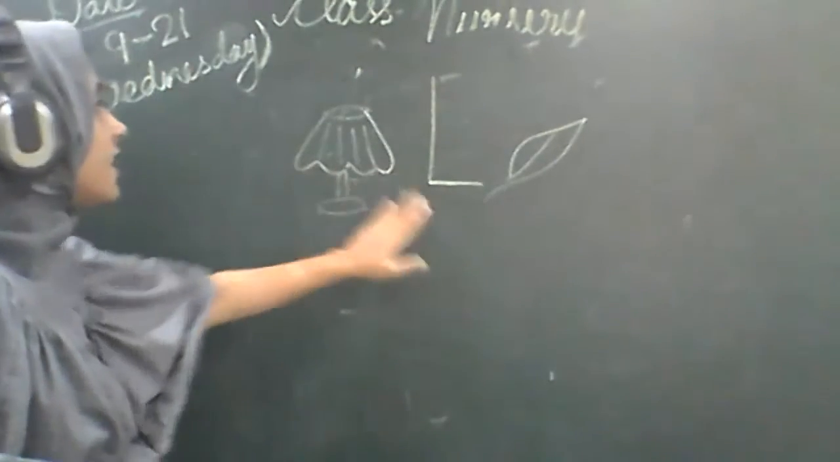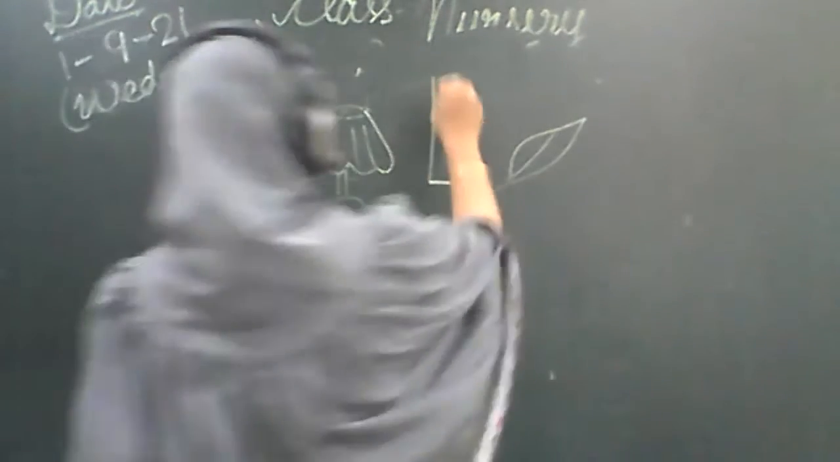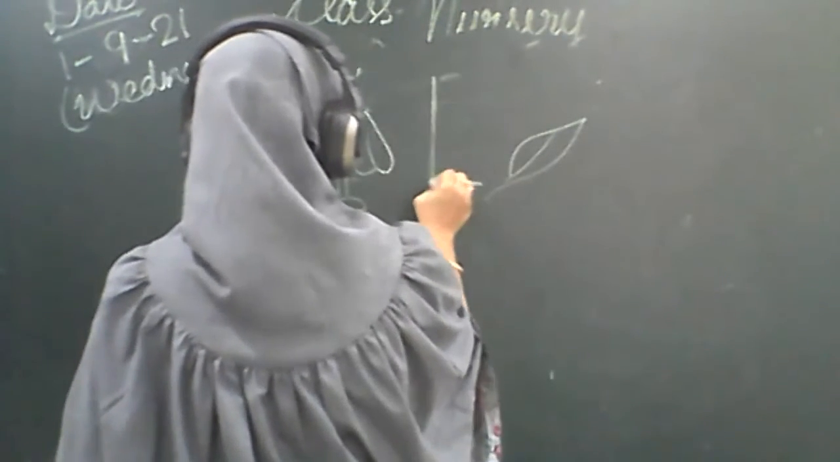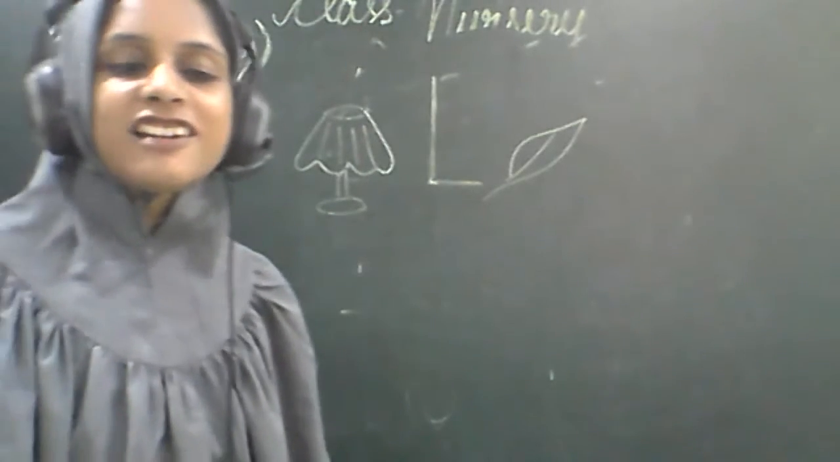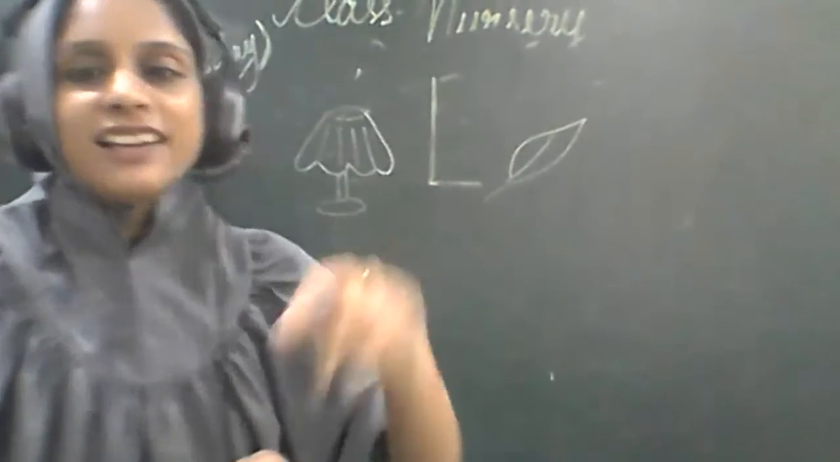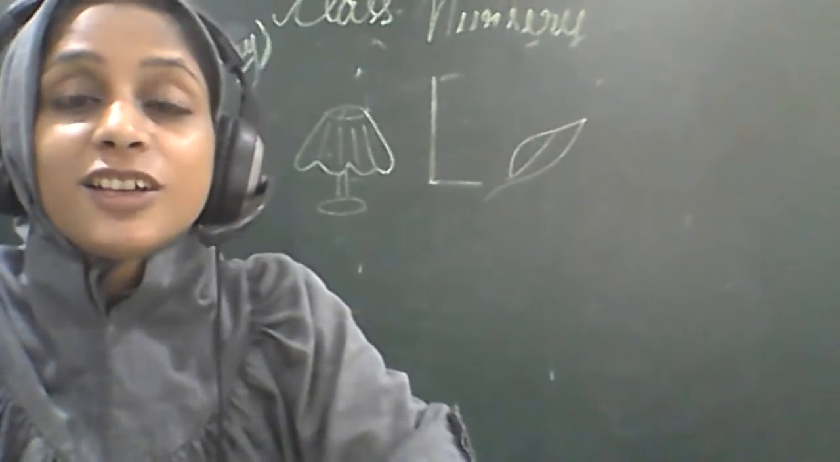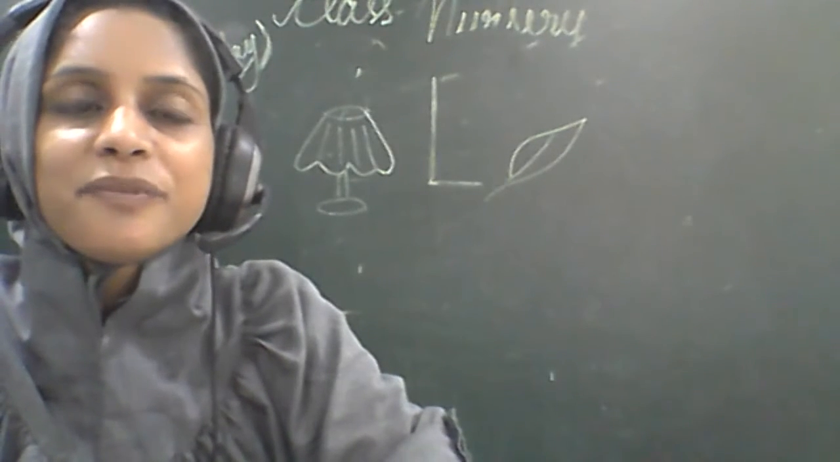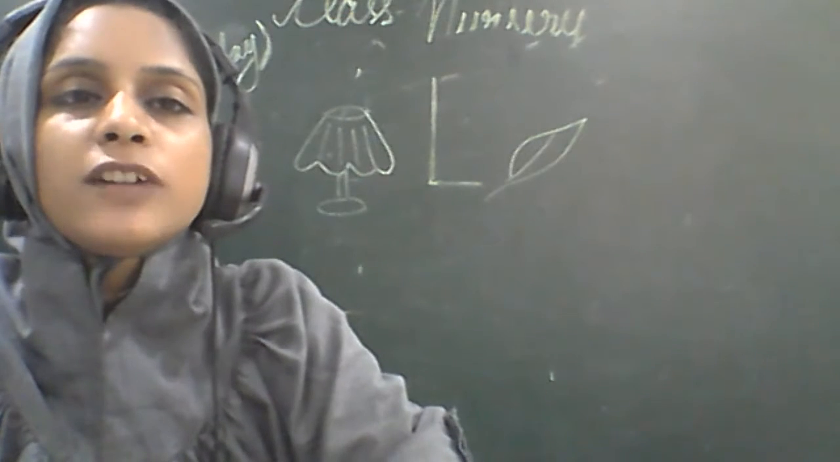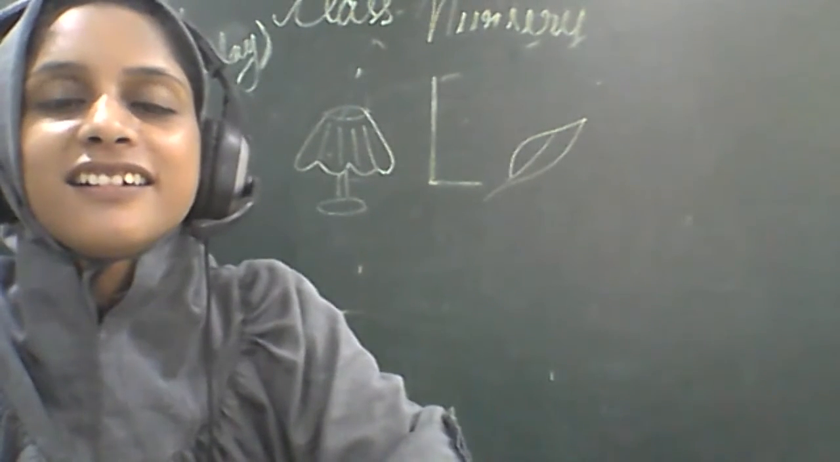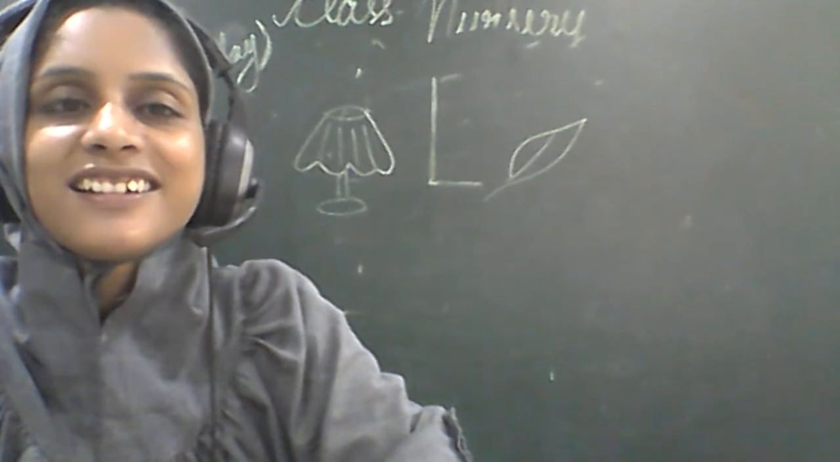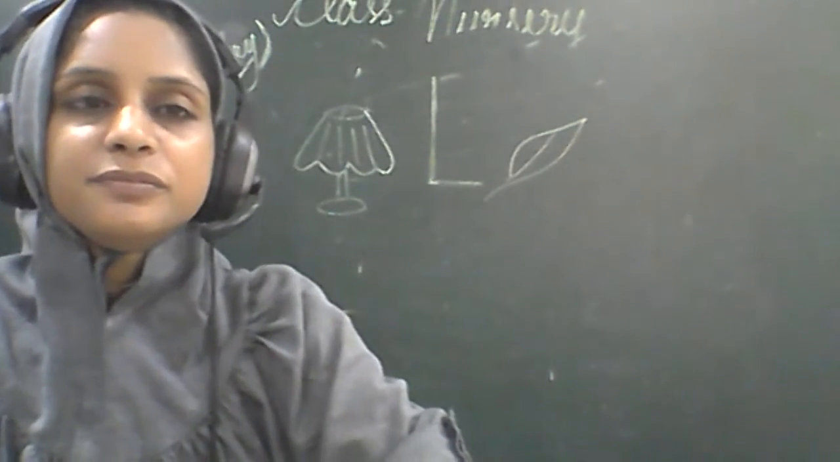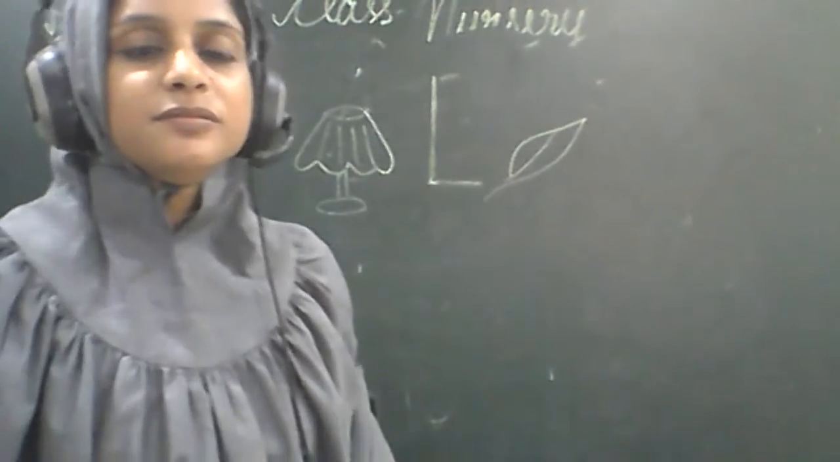Say and write. Which letter is this? This is letter L. How to make letter L? One standing line and one sleeping line makes letter L. Jaise hamari class mein Lavish hai. Hai na? So Lavish starts with letter L. Okay. Which letter you are writing, kids? Letter L.